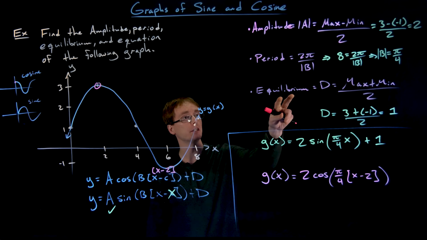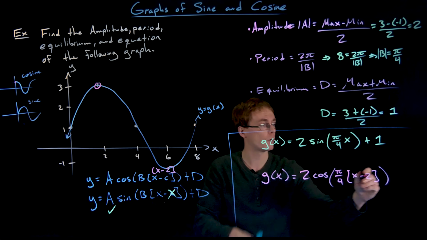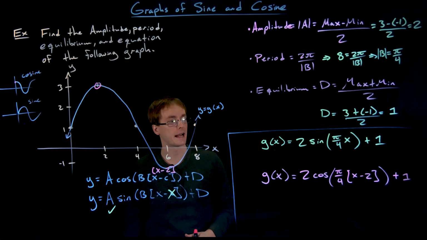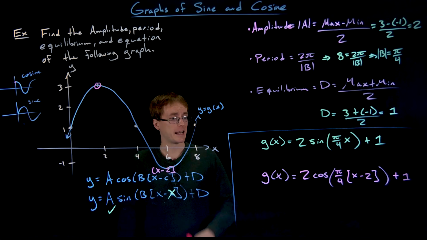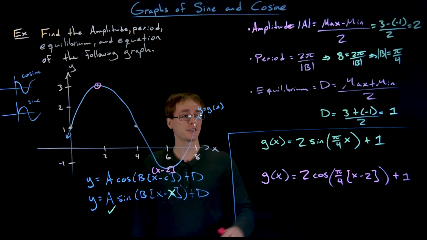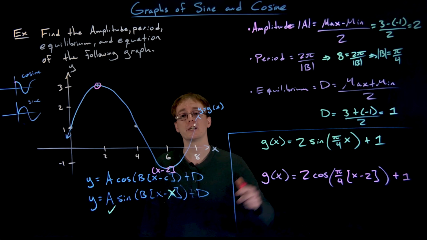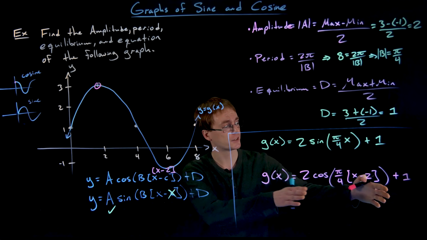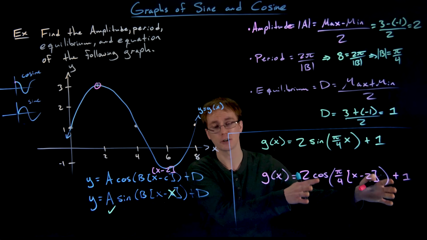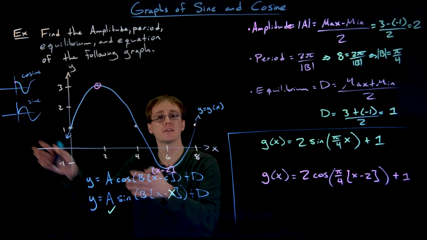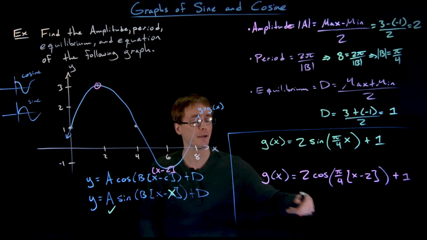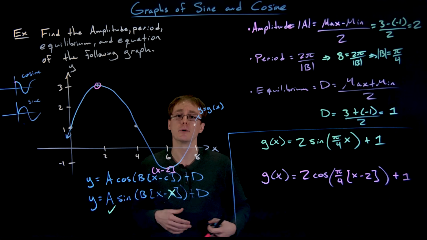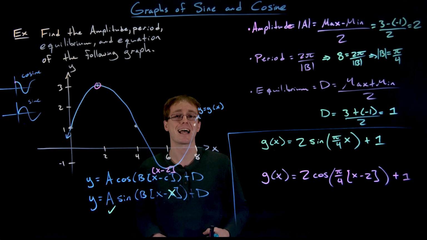Then we can't forget our equilibrium or midline value of 1. That's our constant term of d, or plus 1 at the end. So here we have another equation for g of x, very different from our first one, but it will generate the exact same graph. And like our first one, if we take this pink g of x equation, our cosine equation, and shift it left or right by its period, we can get many other versions of the same equation, or a similar equation, I should say, that will generate this exact same graph.